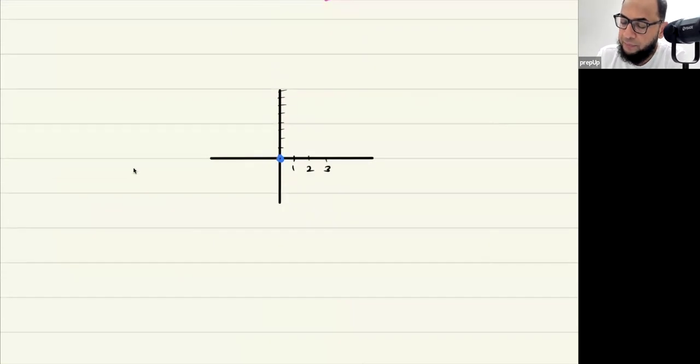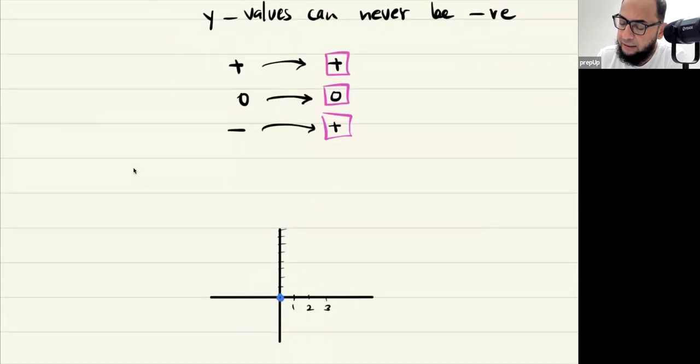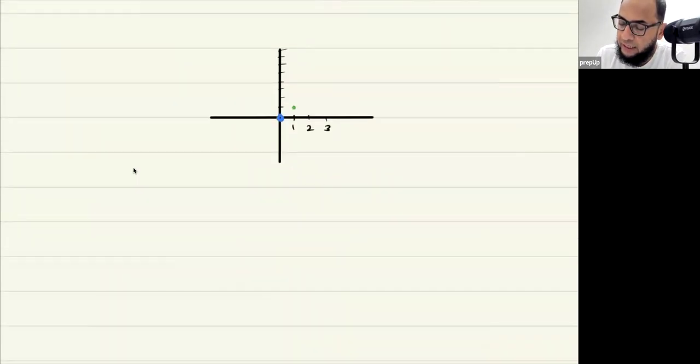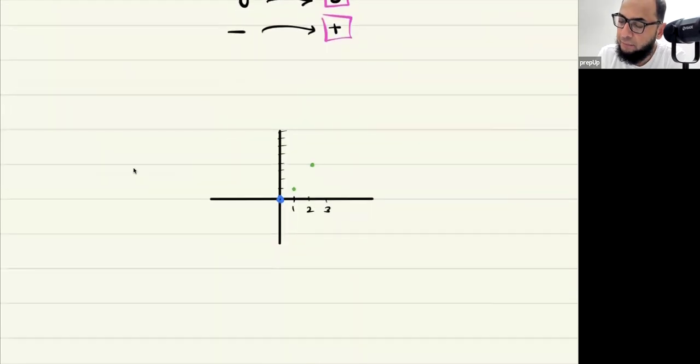When I plug in 1, I get 1. So that is, I think, the green color. Yeah. So 1, 1, that is 1 point, and 2, 4, that is the other point. And then we have the red color. And over here, this is -1, this is -2, this is -3. So -1 is giving me 1, and -2 is giving me 4, something like this. And now when I join these points like this, that's how the graph comes out to be.